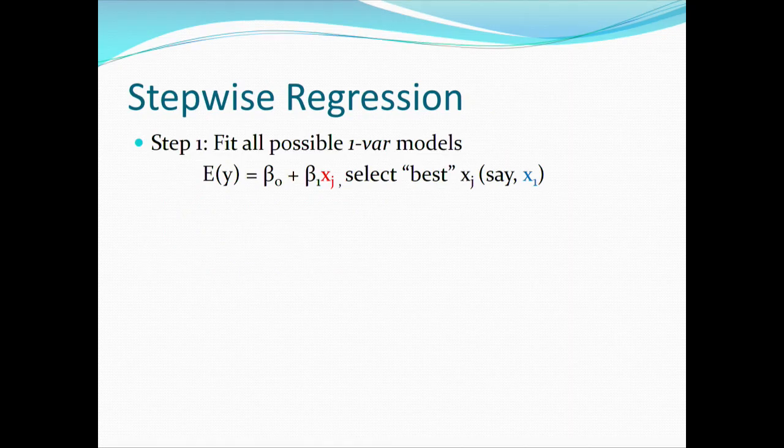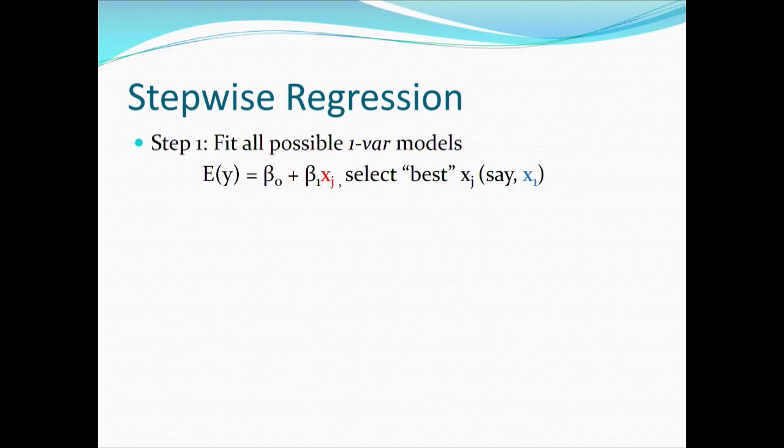Here are the steps that actually are conducted. Okay? And let's use our example here on executive salaries. Remember, we have these 10 X's. First, you fit all possible 1 variable models. You fit a model that has just 1 X in it. But you take turns on which X it is. First, you try X1, get some results. Then you remove X1 and put X2 in instead of it. Get some results. Then you remove that and put X3 in, and so on. And you do it for all 10 of the X's.